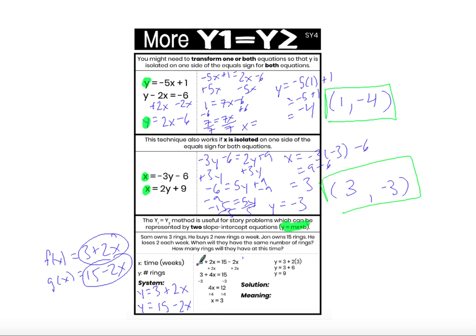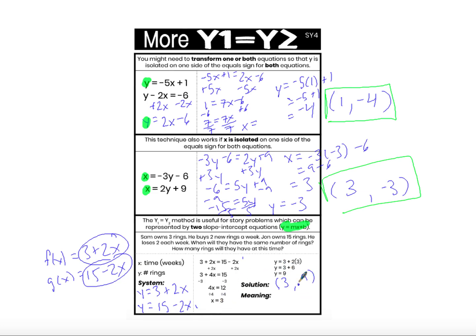So we've done this for you. We set the equation up. We solved it because we know this part is just second nature at this point, and we didn't have a lot of space. So x is 3. Plug that 3 back into Sam's equation. Sam has 9 rings at that time. Oh, I kind of ruined that for us. I already talked about the meaning. So x is 3, y is 9.